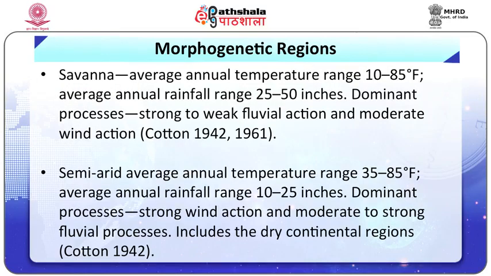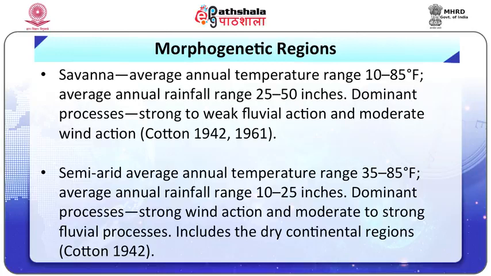Seventh, savanna. Average annual temperature range between 10 to 85 degrees Fahrenheit. Average annual rainfall ranging between 25 and 50 inches. Dominant processes include strong to weak fluvial action and moderate wind action.